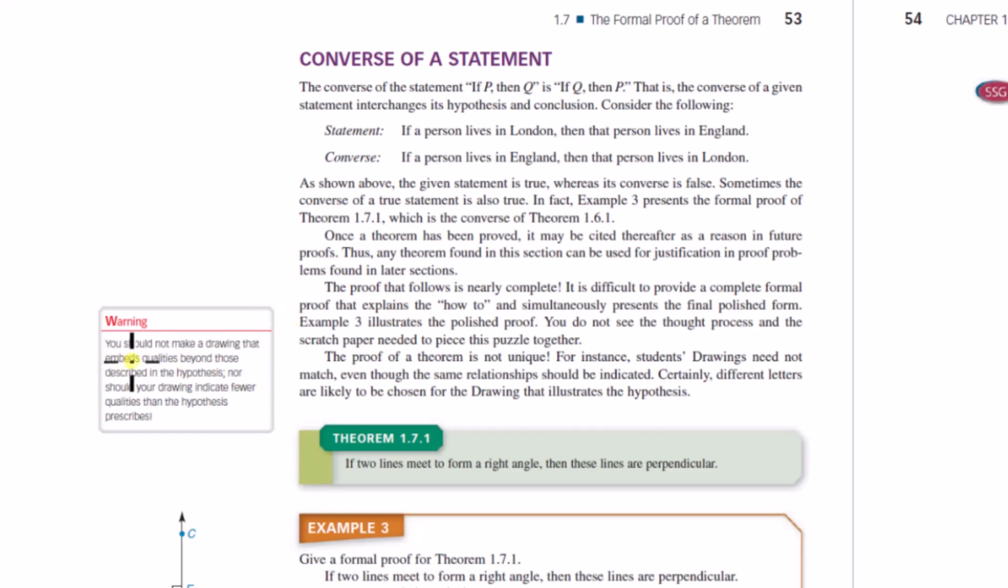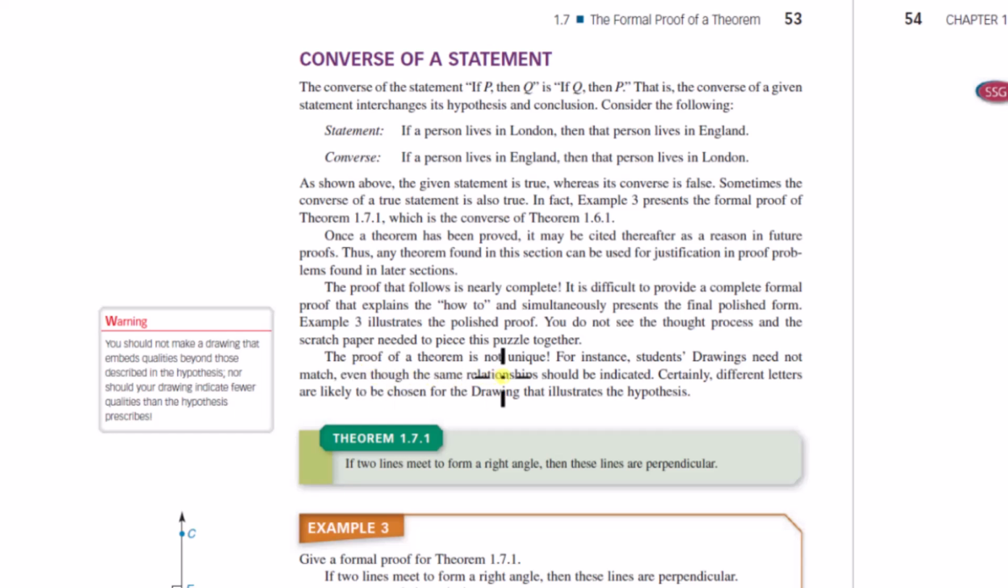All right, warning: you should not make a drawing that embeds qualities beyond those described in the hypothesis, nor should your drawing indicate fewer qualities than the hypothesis prescribes. Yes, we talked about this before. You want to read what's given, read the hypothesis, and it's like with perpendicularity. You might be tempted, if the given says two lines are perpendicular, to put that they're right angles. Well, no, the definition of perpendicular doesn't say anything about right angles. So you want to include only exactly what's given based on the pure definition or definitions of what's given.